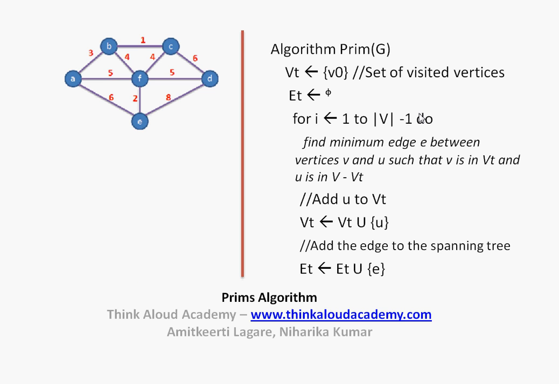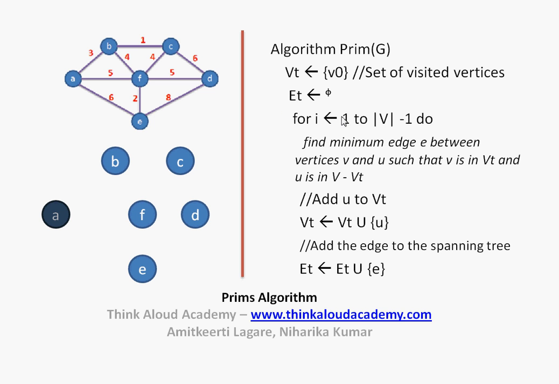So let's start first. So these are the vertices in the graph. Initially, this step says add vertex V0 to the set of visited vertices. So let me start with A. So this gets added to the set of visited vertices, and ET is the set of visited edges, which I will set to null because I have not visited any edge.